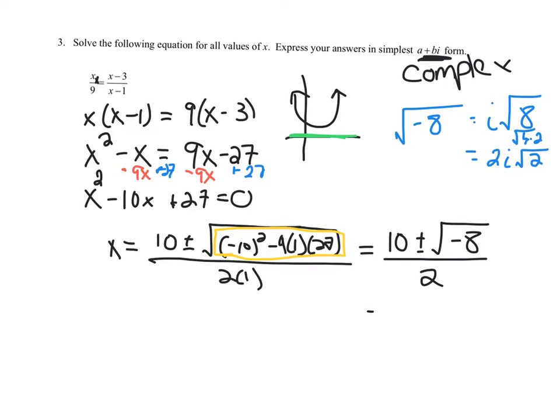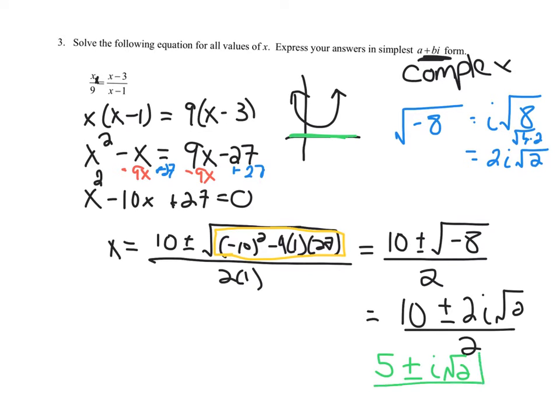So back to our answer, we have 10 plus or minus 2i root 2 all over 2, making our final answer 5 plus or minus i square root of 2.